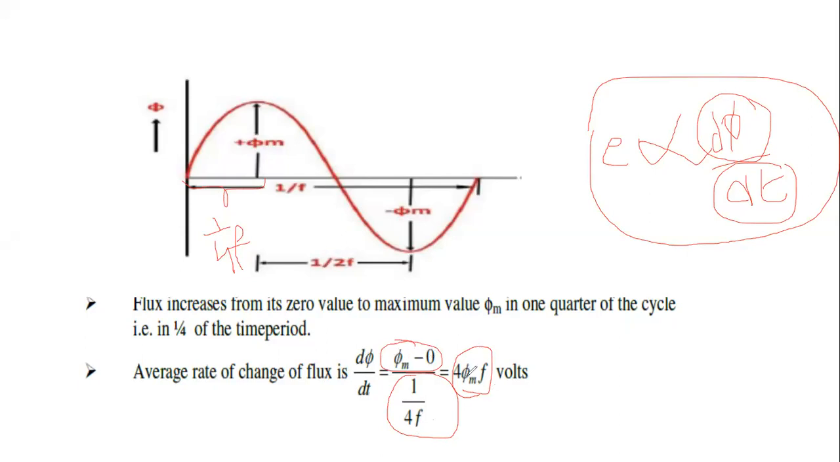That is equal to 4φm f volts. This is the average rate of change of flux, which is equal to 4 φm into f.